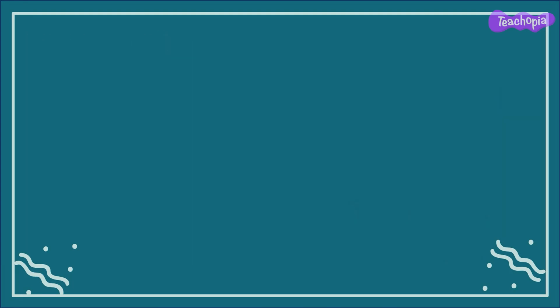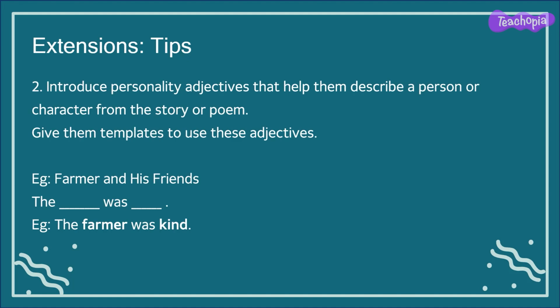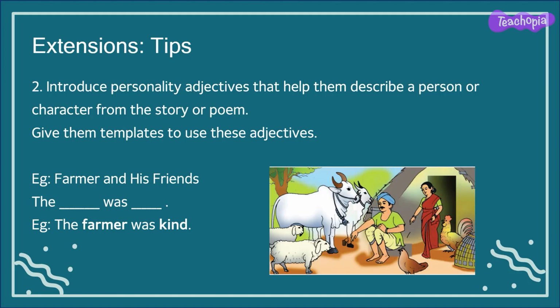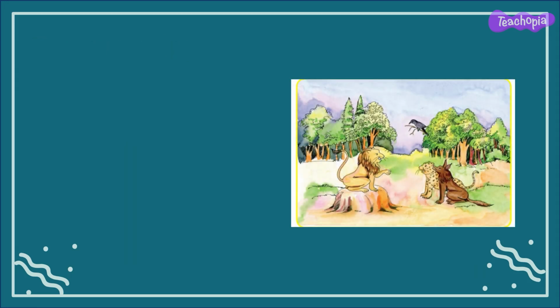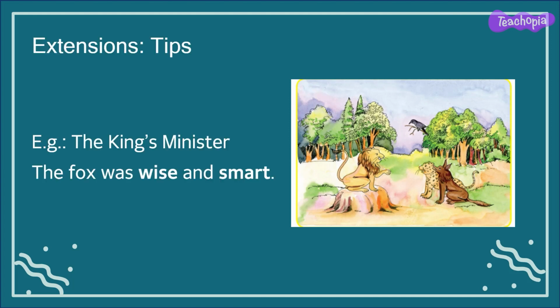While teaching prose or poetry, you can introduce children to personality adjectives that will help them describe a person or character from the story. Give them a template once again to use these adjectives. Let's take an example from the chapter The Farmer and His Friends. Using the template, the dash was dash, we can describe the farmer this way. The farmer was kind. Let's look at another example from the chapter The King's Minister. We can describe the fox with the template like this. The fox was wise and smart.